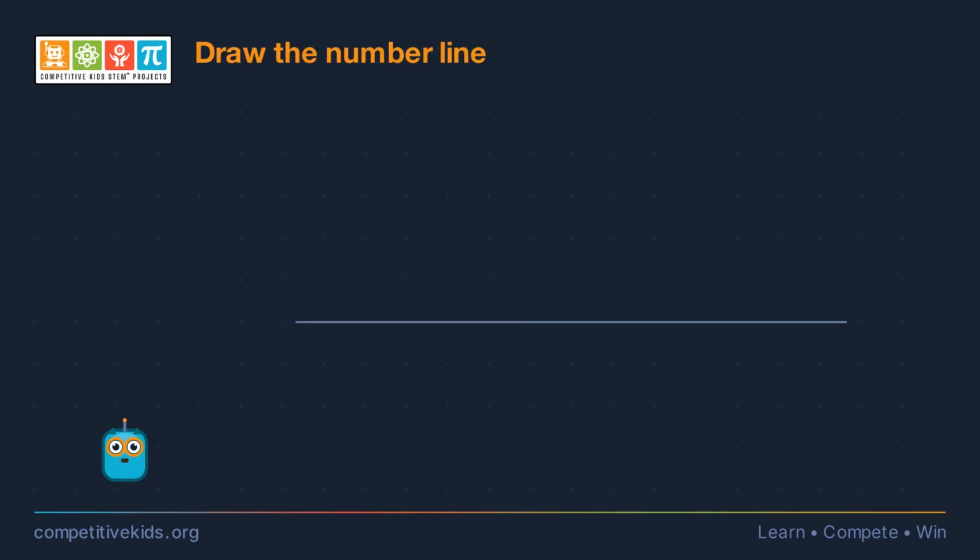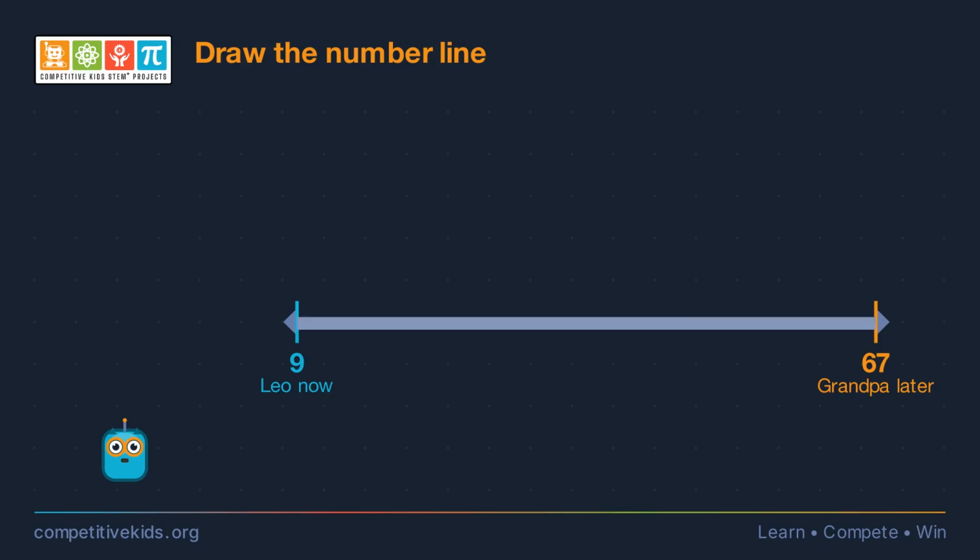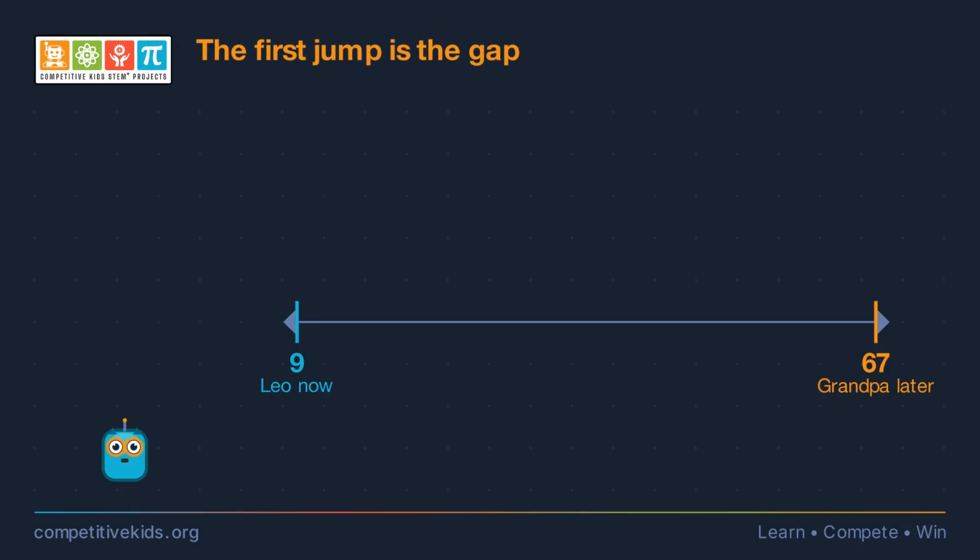Let us draw a number line. We will line up the ages from small to big. Way over on the left, put Leo. Leo is 9 years old right now. Way over on the right, put the age Grandpa will be one day. That age is 67. The whole stretch from Leo today all the way to 67 is what we need to cross.